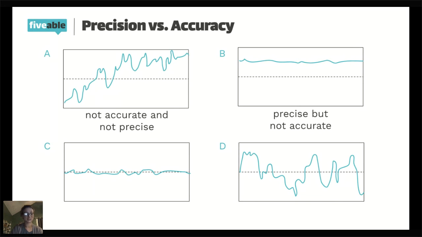Yeah, C is both precise and stable. It's not fluctuating very much, and it is right on that line. It's what we expect it to be. And then you can probably get D sort of by process of elimination, but hopefully you can also see what I'm talking about in the graph.